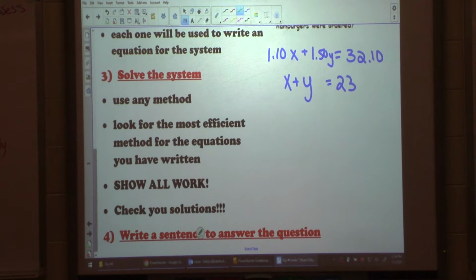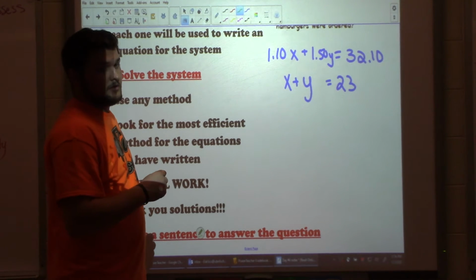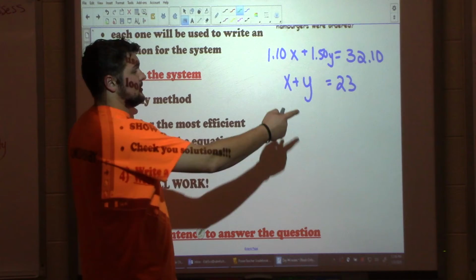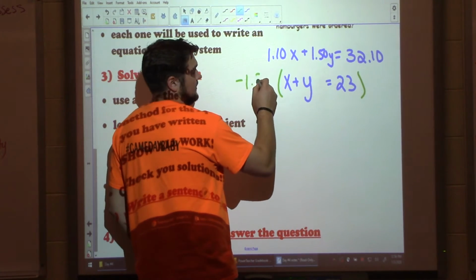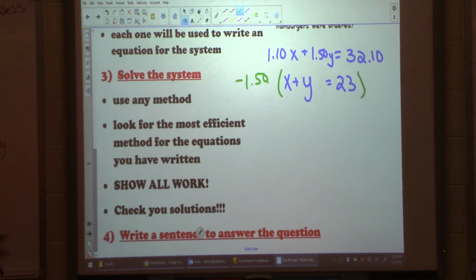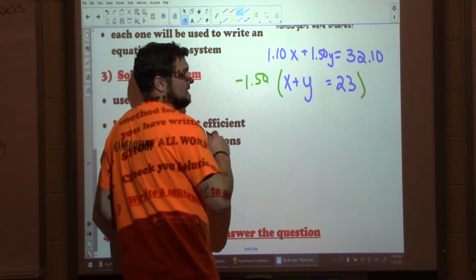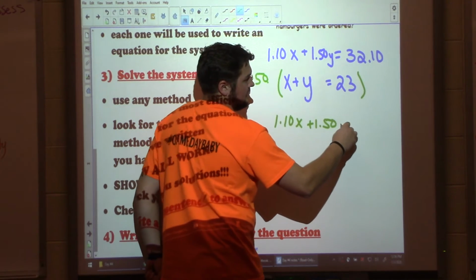Multiply by 1. What's that? Multiply by 150. Why would I multiply by 150? To get the y's equal, or negative 150. Okay, so I multiply by negative 150 here to do what? To get the y's opposite. To get opposite coefficients for my y values. Very good. So I'm going to multiply that second equation by negative 1.50. So my top equation stays the same.